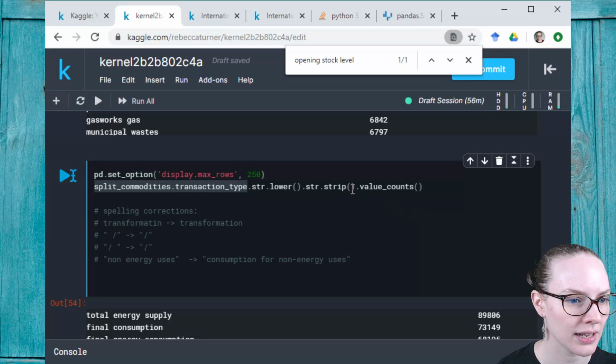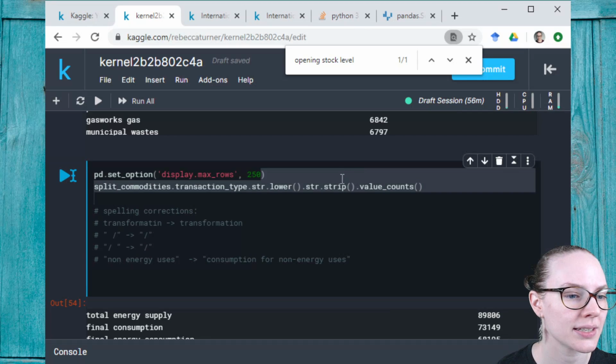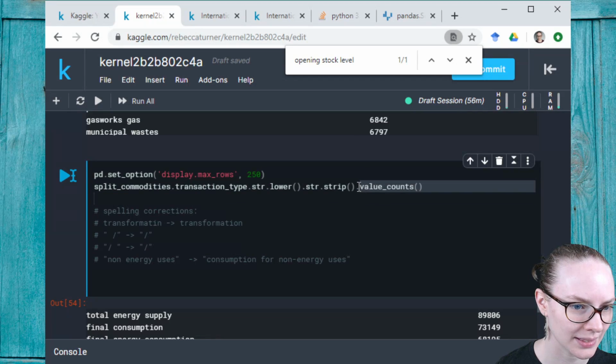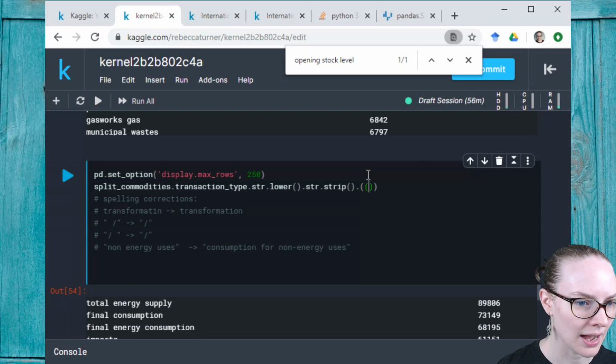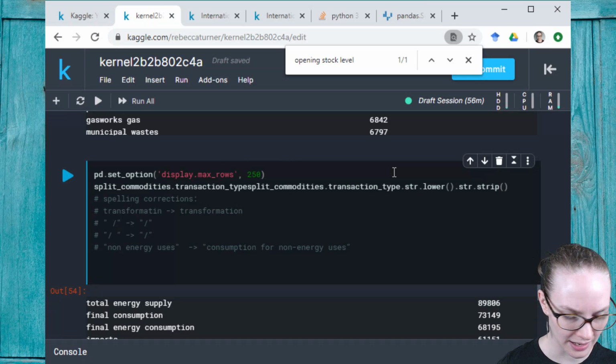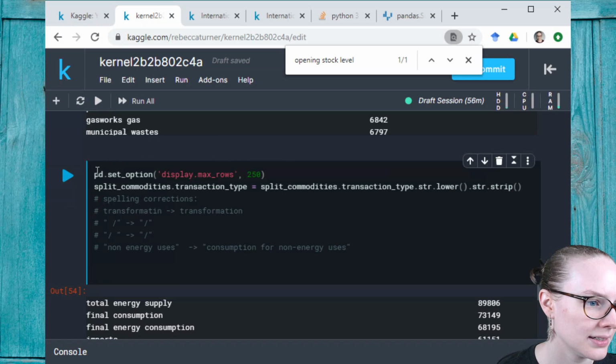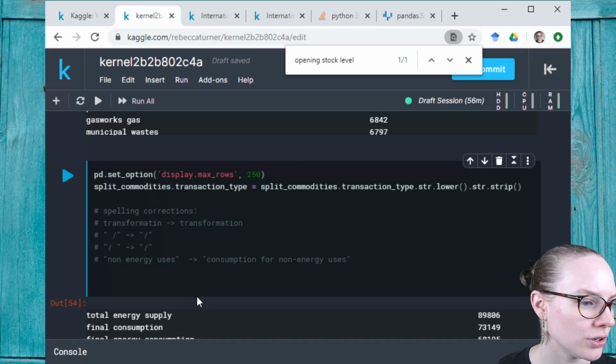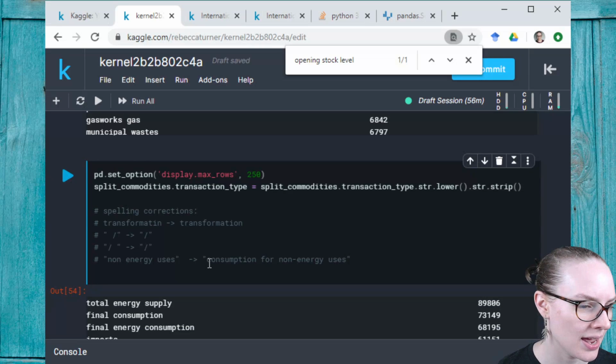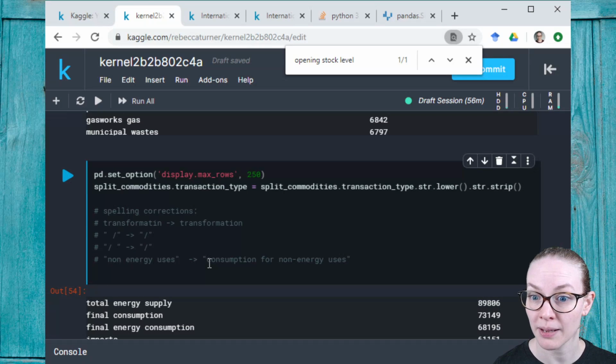All right, so first of all, let's reassign this slightly cleaned output back to our column. And then from there, let's do our spelling corrections.